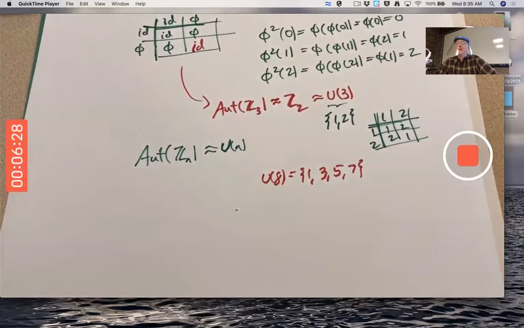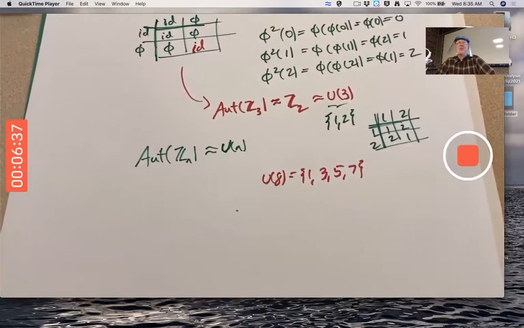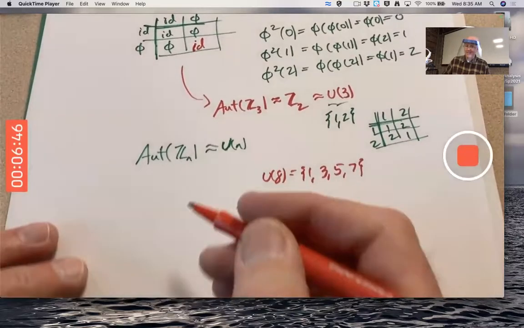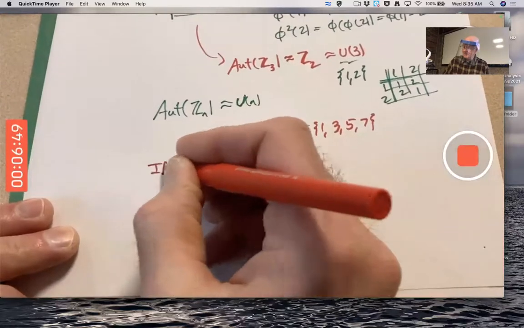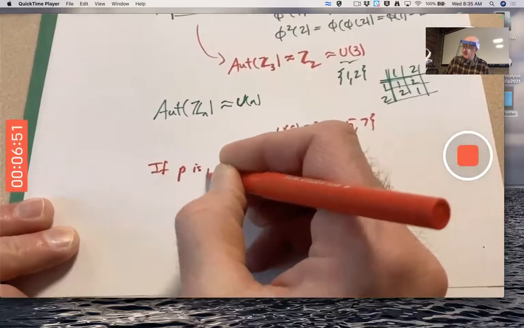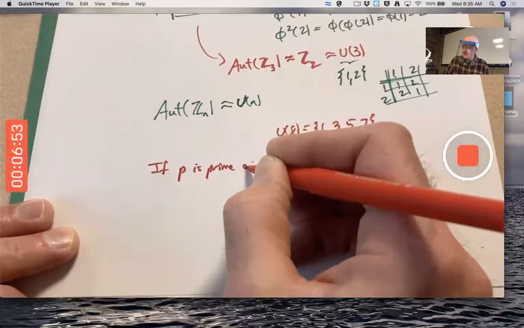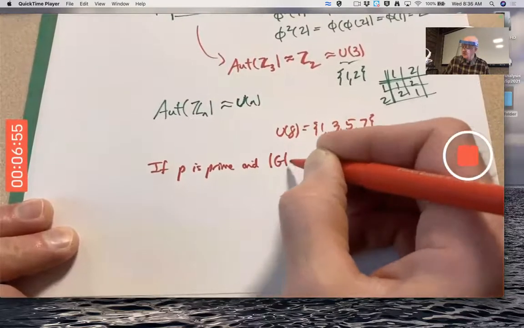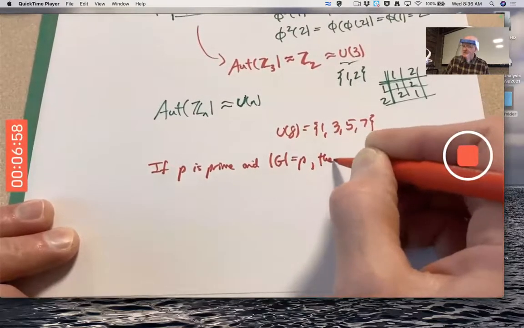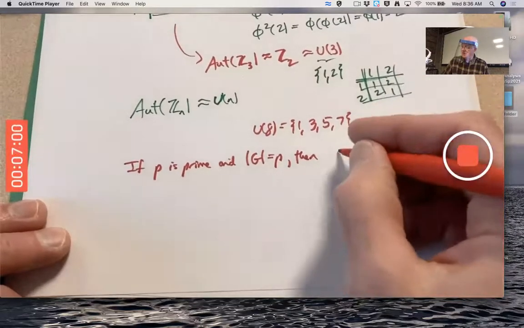I didn't watch the entire lectures, but I noticed in one of the titles, groups of order P, where P is prime, must be cyclic. If P is prime, and the order of G equals P, then G is cyclic, which really means G is isomorphic to Z_P.